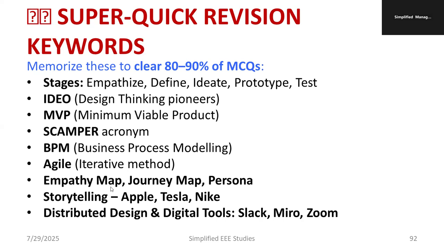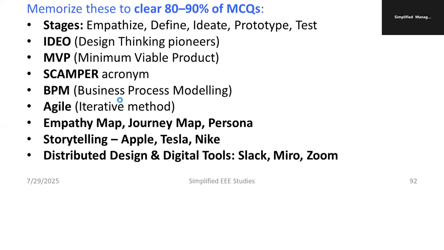Agile, it's an iterative method. Empathy map, journey map. Then persona, storytelling. Apple, Tesla, Nike, etc. developed based on the concept of storytelling. Distributed design thinking and digital tools, for example Miro, Zoom, Slack, etc.